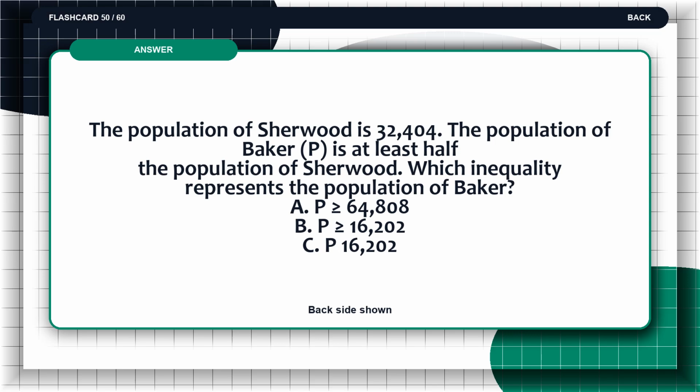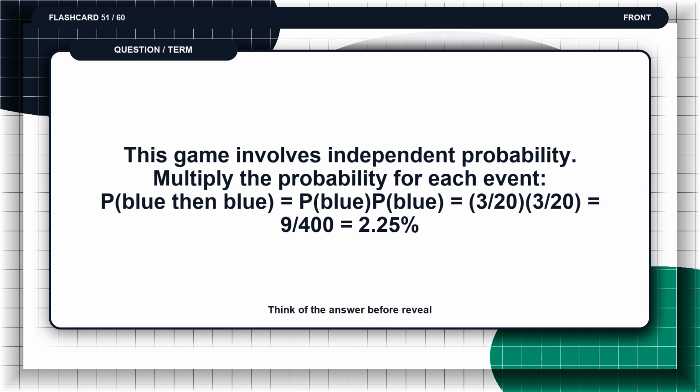The answer is, the population of Sherwood is 32,404. The population of Baker, P, is at least half the population of Sherwood. Which inequality represents the population of Baker? A: P is greater than or equal to 64,808. B: P is greater than or equal to 16,202. C: P is less than 16,202.